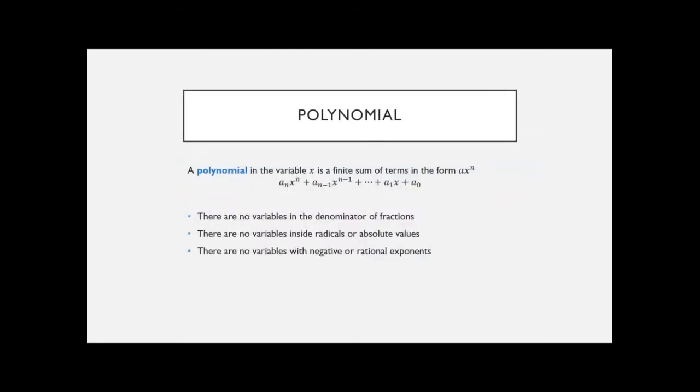So if we look at it more from a mathematical standpoint versus looking at the language and vocabulary, a polynomial, if we have the variable x, is a finite sum of terms. Finite just means that there's a set number of terms. It doesn't go on forever. And it's in the form a x to the n. That form just means that you have a series of terms that may have a number in front, which is a, and they may have an exponent on the variable, which is x.